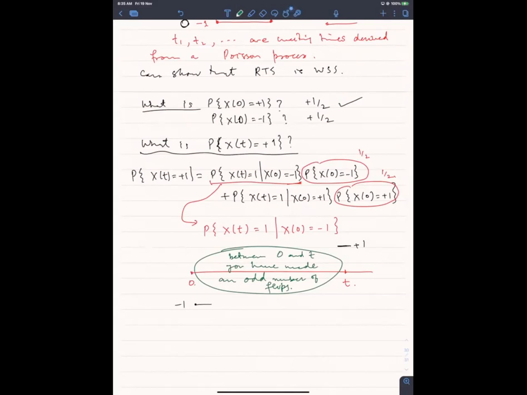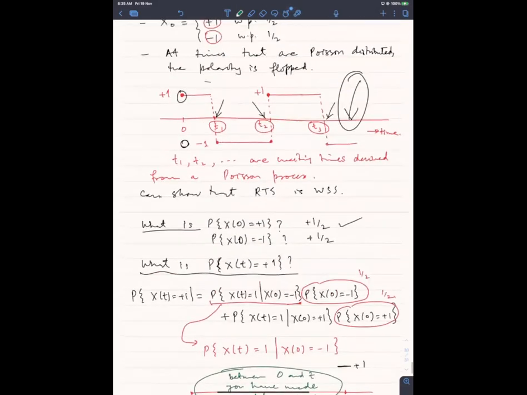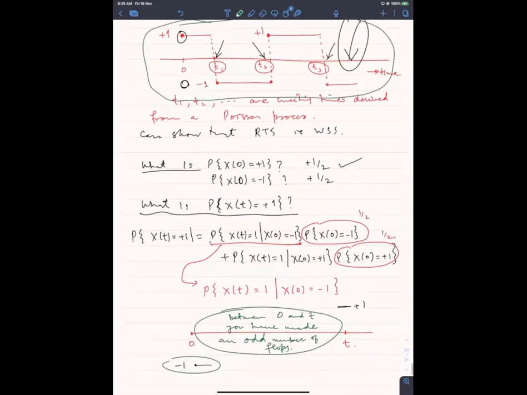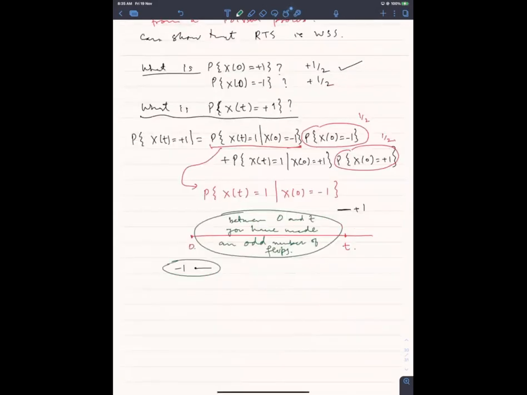सो आपने स्टार्ट किया 0 के ऊपर -1 से, और हर दफा जब भी कोई इवेंट अकर करता है, जब भी कोई अराइवल होती है जो पोसॉन से आती है, you make a flip. -1 से +1 चले जाते हैं, +1 से -1 आ जाते हैं. Okay? So हम ये कह रहे हैं कि 0 के ऊपर you had a value of -1, the random process had a value of +1 at t. मुझे इसकी प्रोबेबिलिटी निकालनी है. So इसका मतलब है कि मैंने दरमियान में जो फ्लिप किए हैं, we made an odd number of flips.